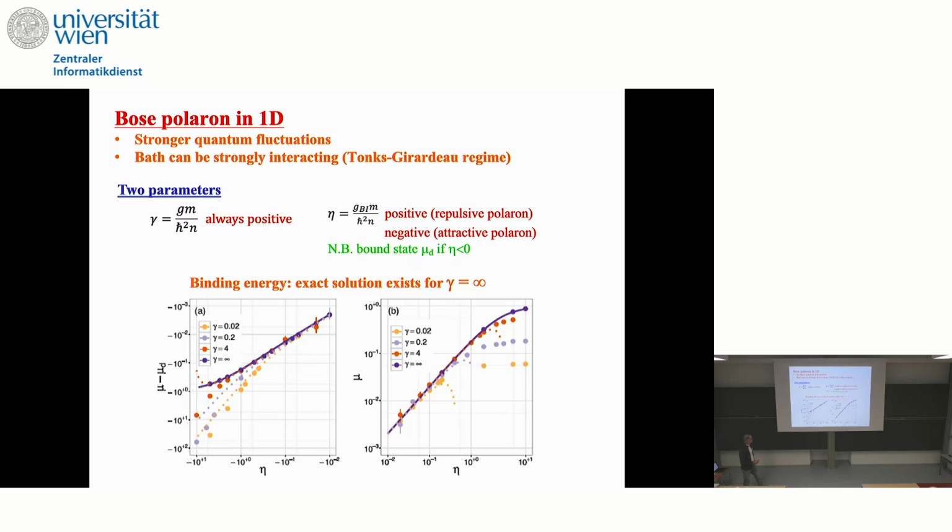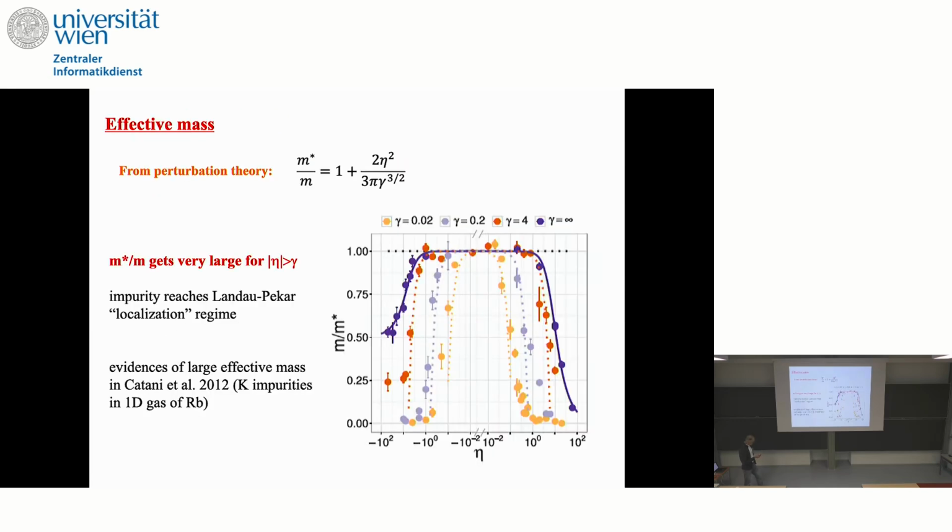But then, of course, if gamma is not infinity, then the energy of the impurity changes with eta and is different compared to the exact solution, and we can calculate exactly what is the energy, both in the case of repulsive impurity and attractive impurity. And also, we could calculate the effective mass, which means if the impurity moves, what will be its effective mass?